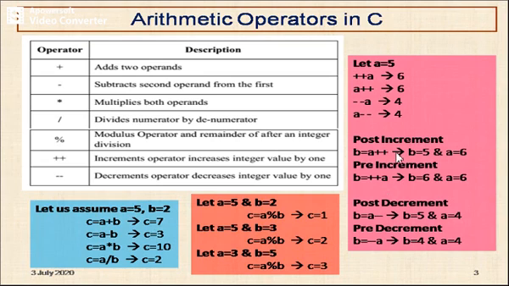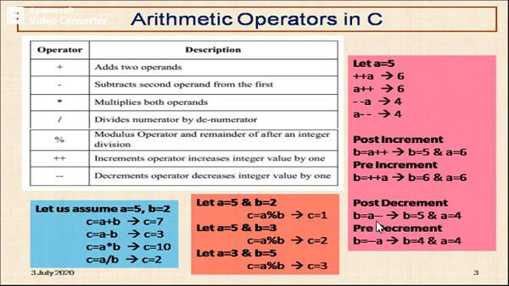So already A is assumed to be 5. Because of this increment operator, 5 becomes 6. Okay, then 6 will be assigned to B. So now for this operation, both B and A are 6. Same thing happens in post-decrement and pre-decrement.